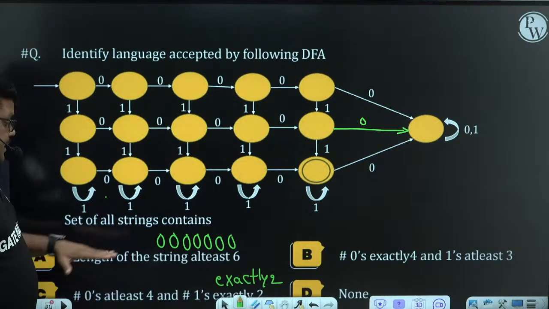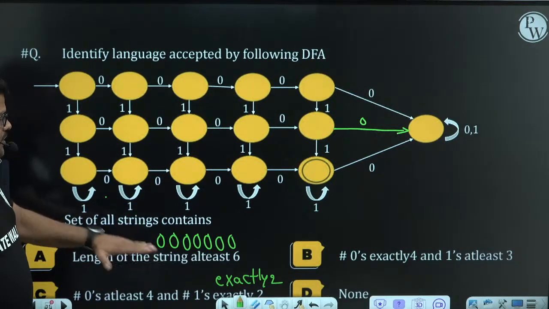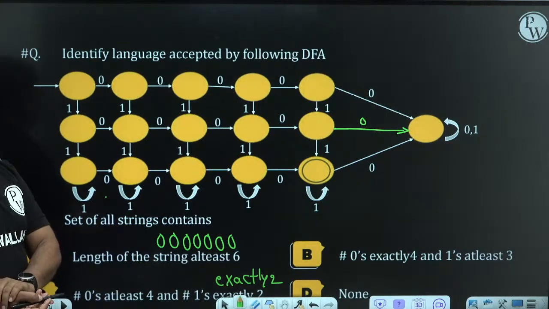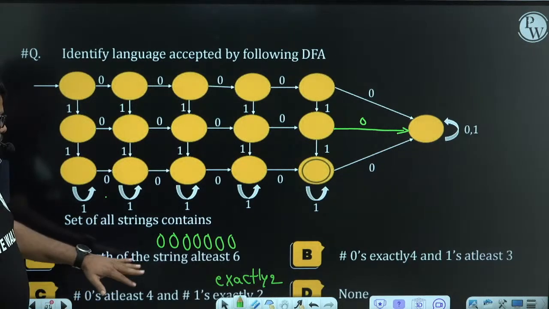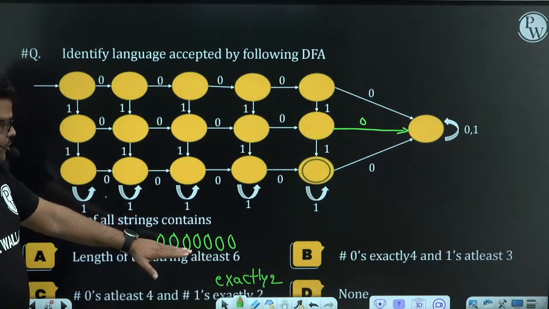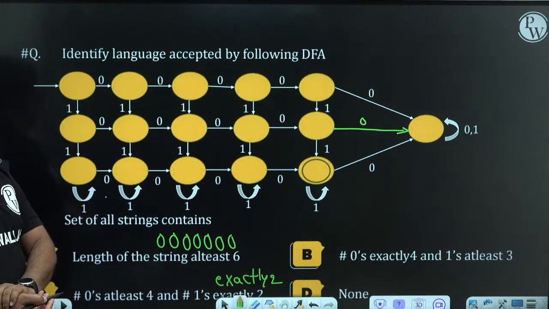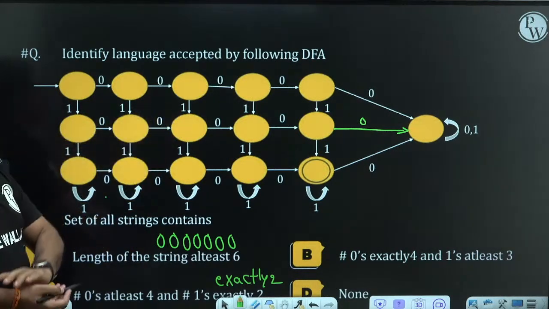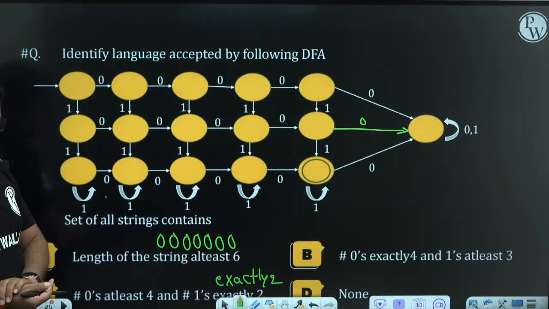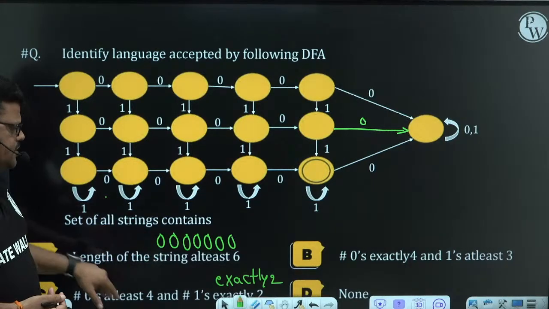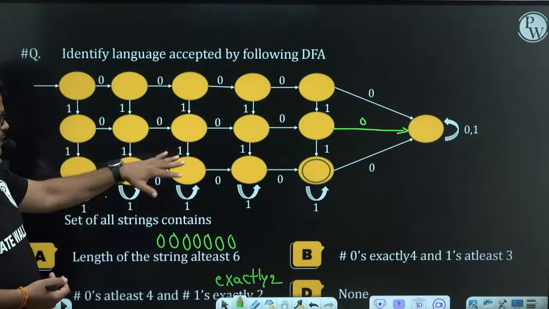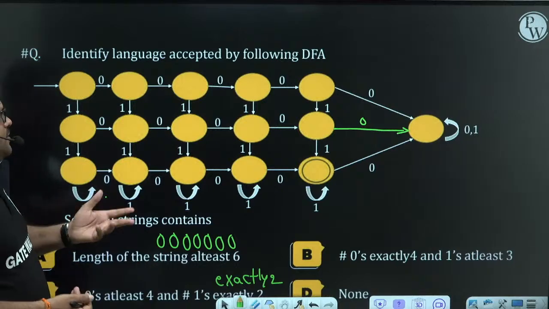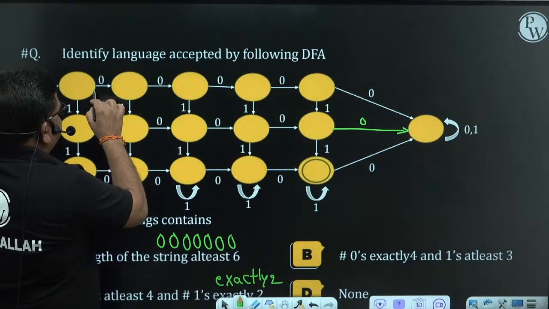7 zeros is clearly a valid string of option A. Length at least 6 means 7 zeros is also present in this language. If A is the right answer, all these strings should be accepted by this automata. So this should also be accepted. Let us check whether it is accepted or not.